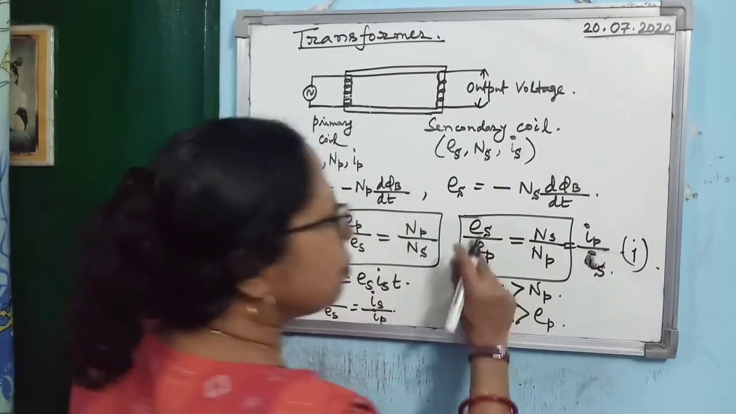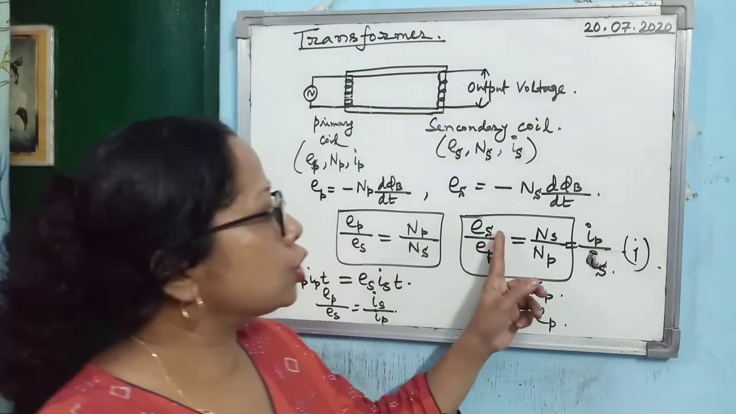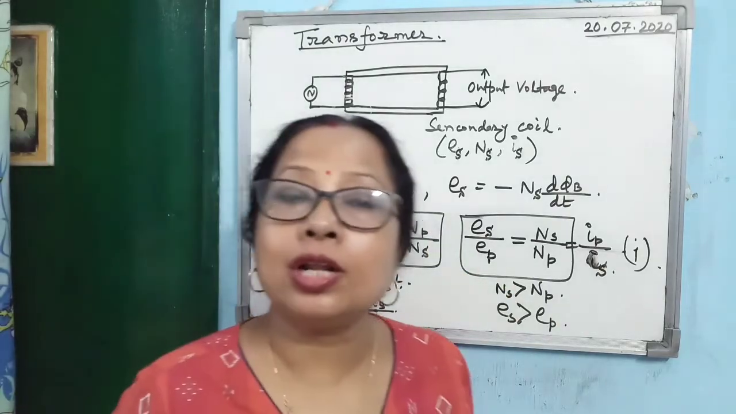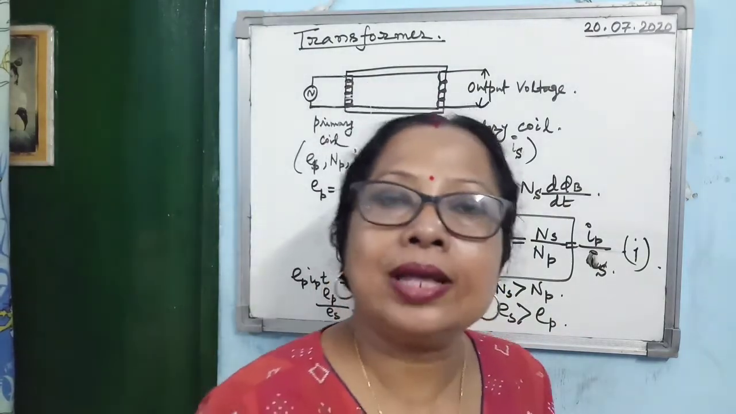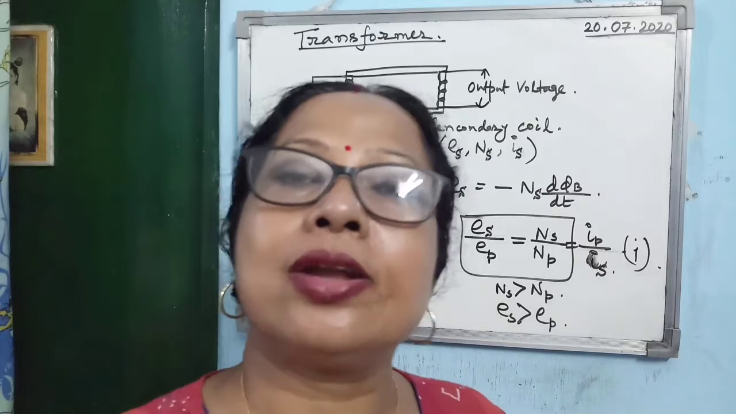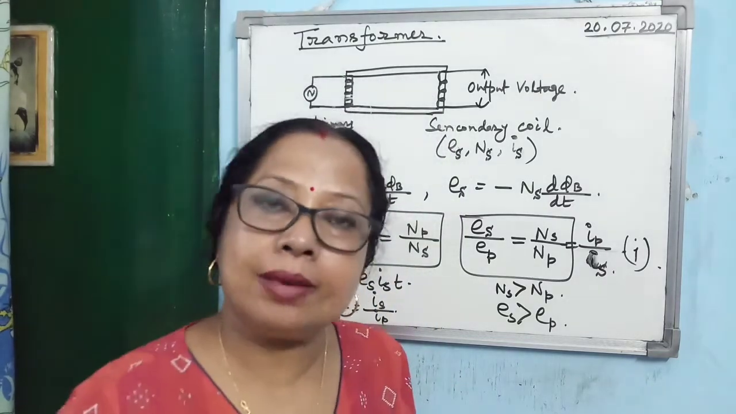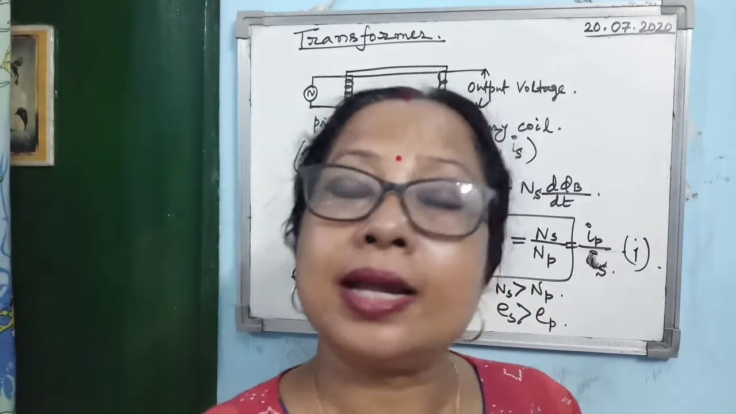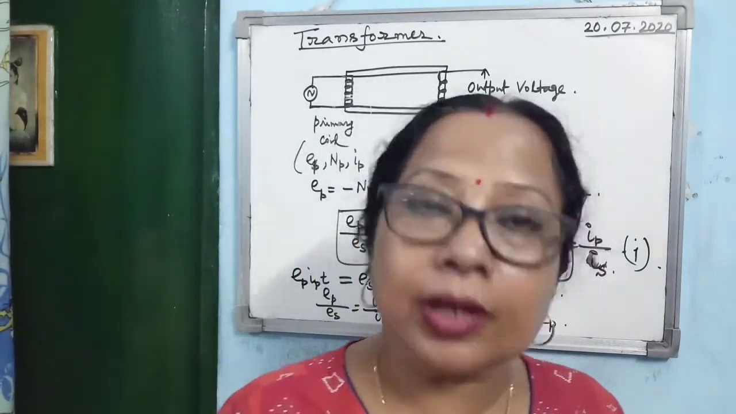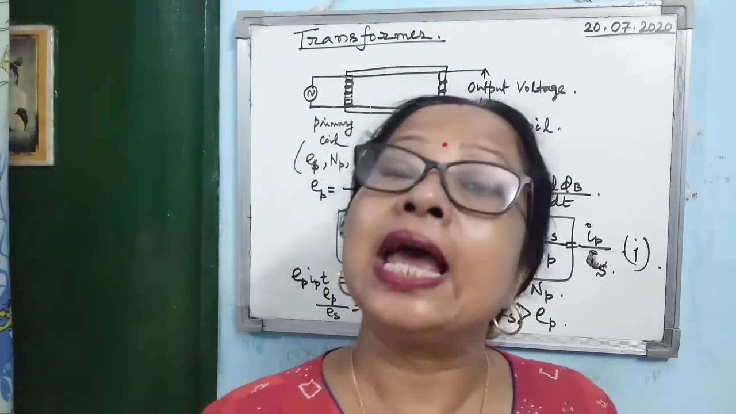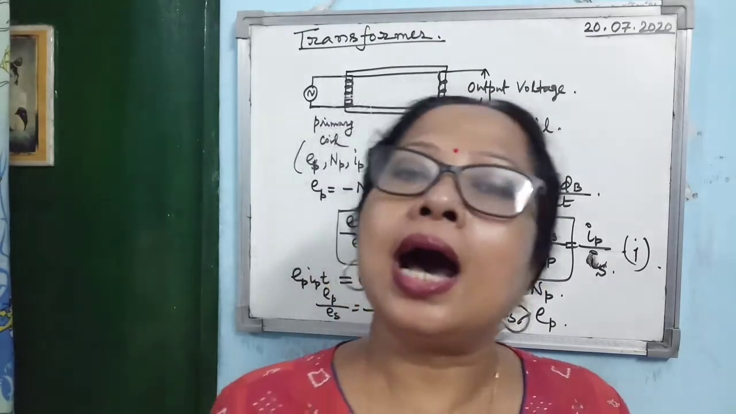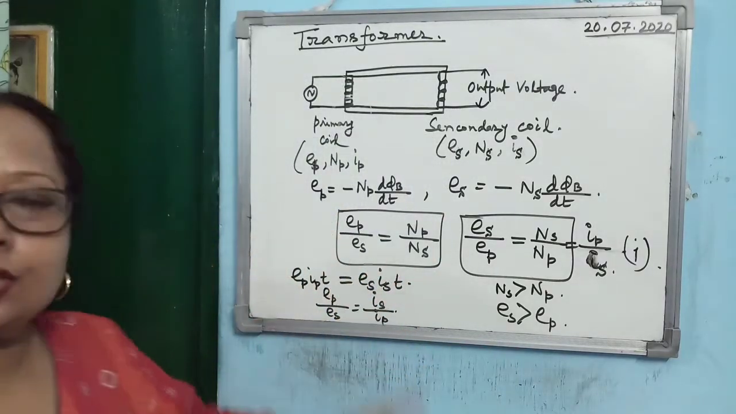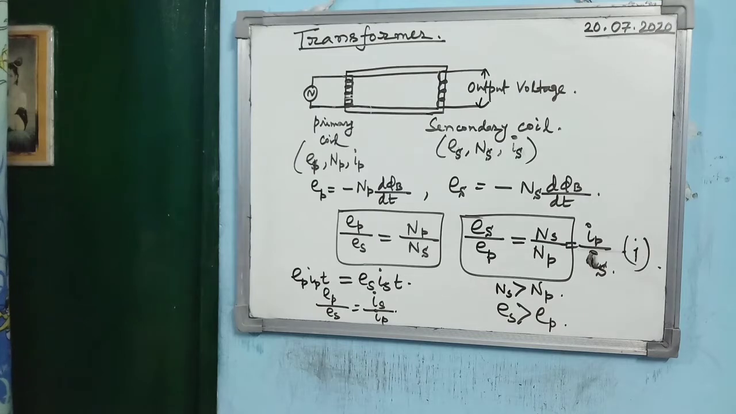Alright. What does it mean? When the voltage is more, then the current is less. So when the primary voltage is more, the primary current is less. And when the secondary voltage is more, the secondary current is less. That's why we sometimes say that a step up transformer is a transformer which converts low voltage, high current to a high voltage, low current. Alright, and this comes from the law of conservation of energy.